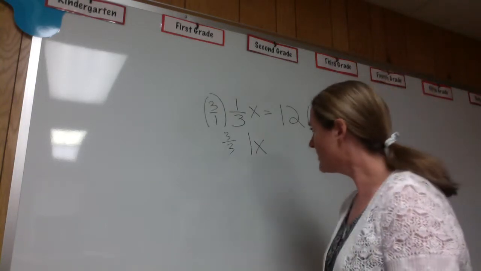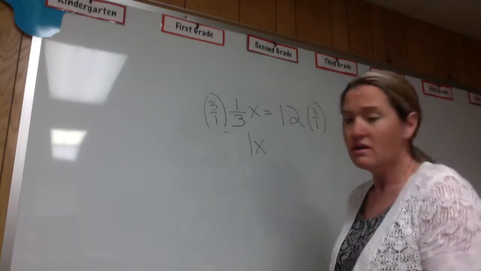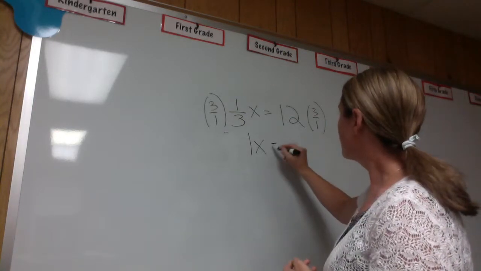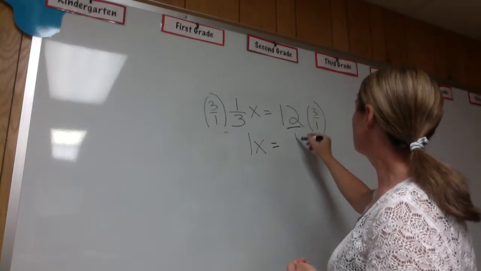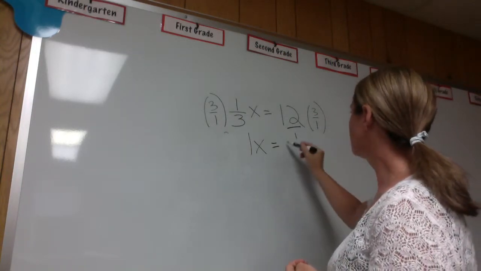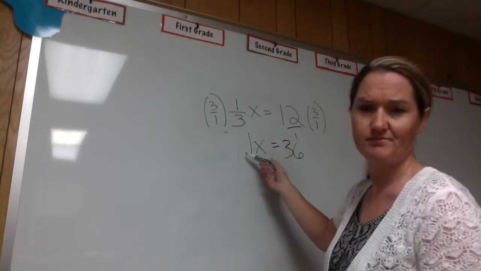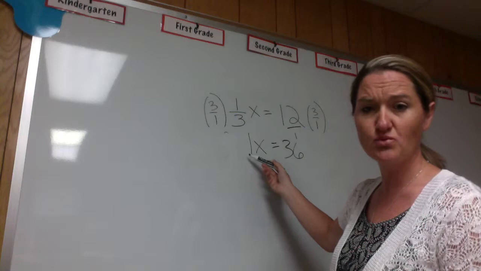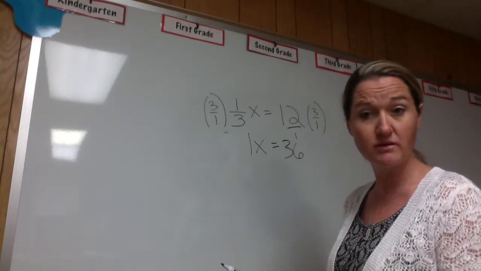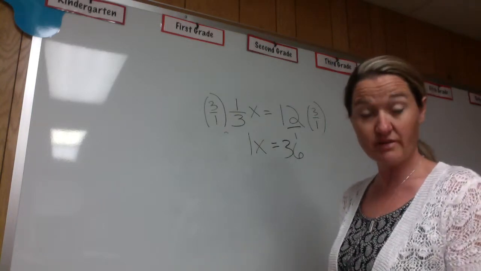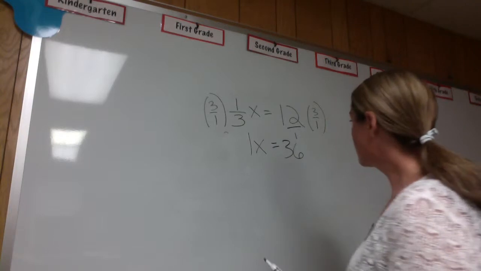Now look what I have left. I have 1x, and I want 1x, because whatever I figure out x is. So 12 times 3, remember that's 12 over 1, 12 times 3 is 36 over 1. X is 36. Well, we multiplied it by 1 or divided it by 1, and what's any number divided by 1 or multiplied by 1? It's itself, using the identity property. So let's practice this some more.